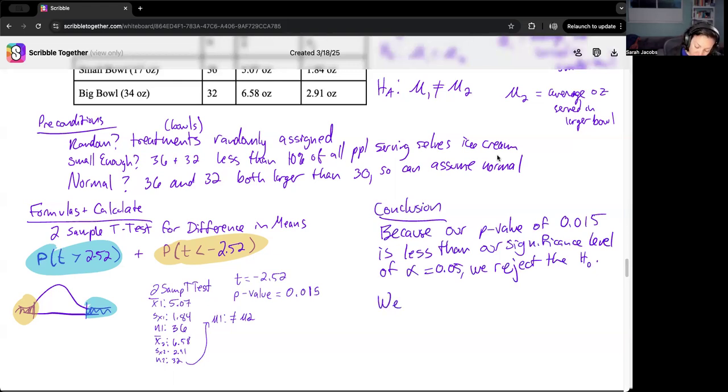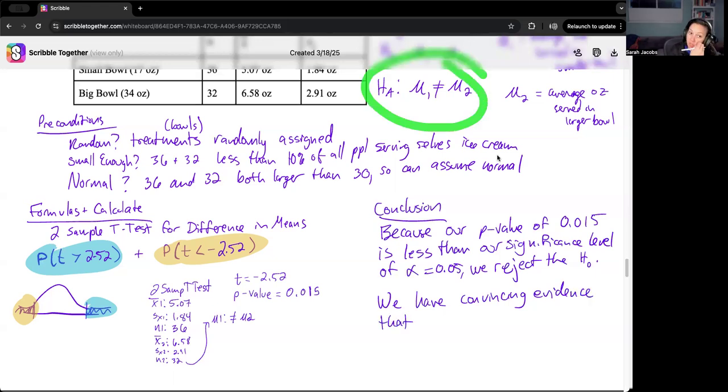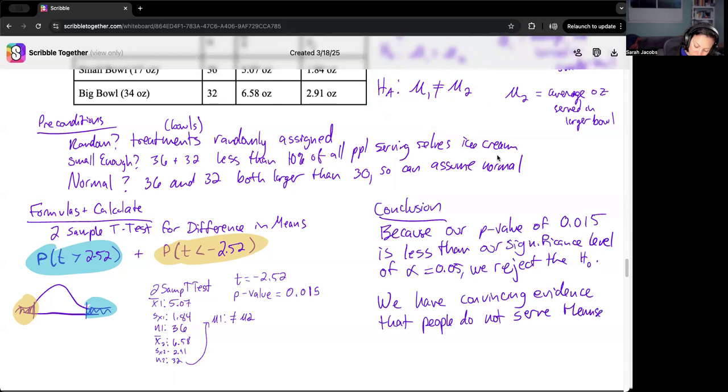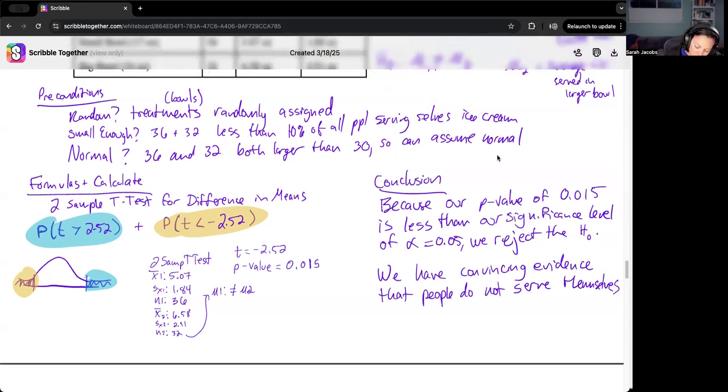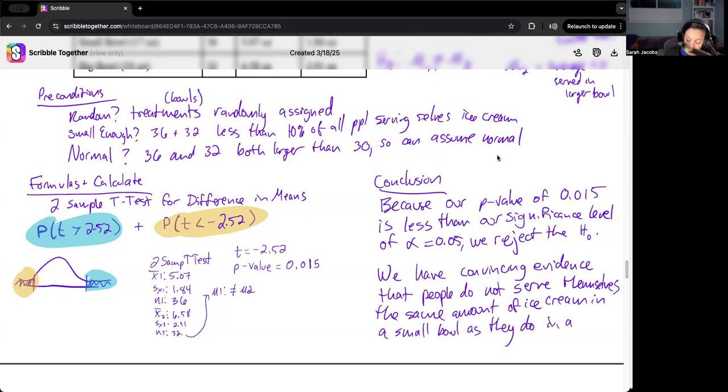We rejected the null hypothesis, so we have convincing evidence that, and then here's where we talk about the alternative hypothesis in context, that people do not serve themselves the same amount of ice cream in a small bowl as they do in a larger bowl.